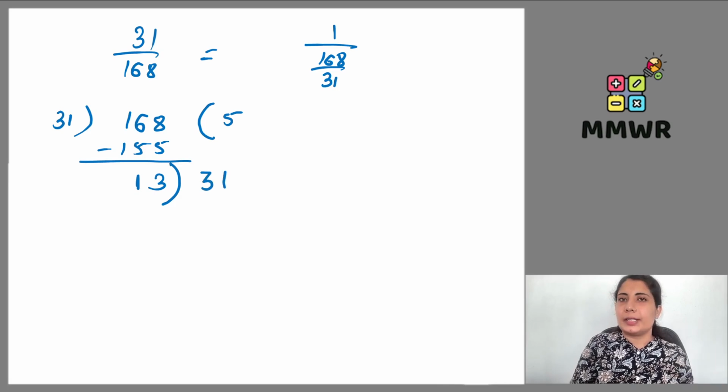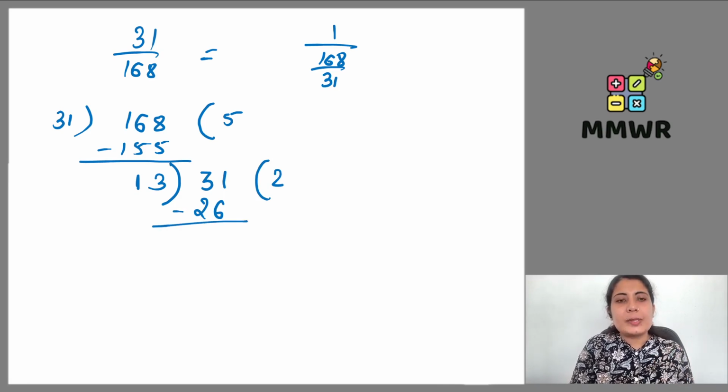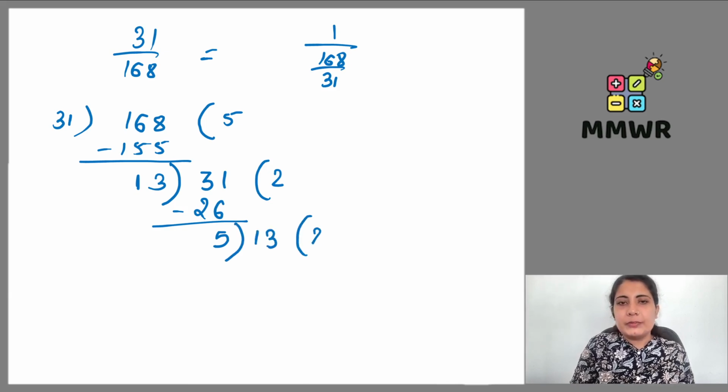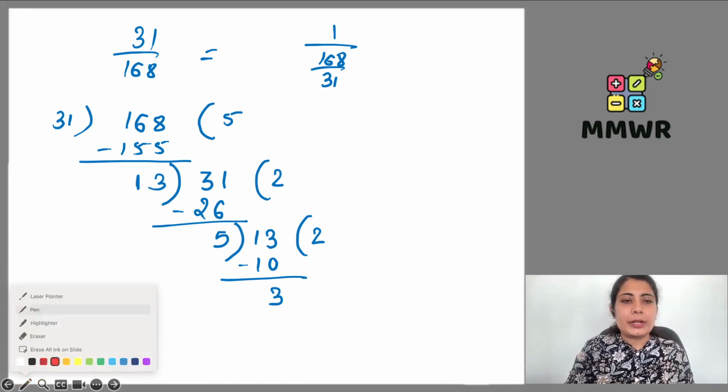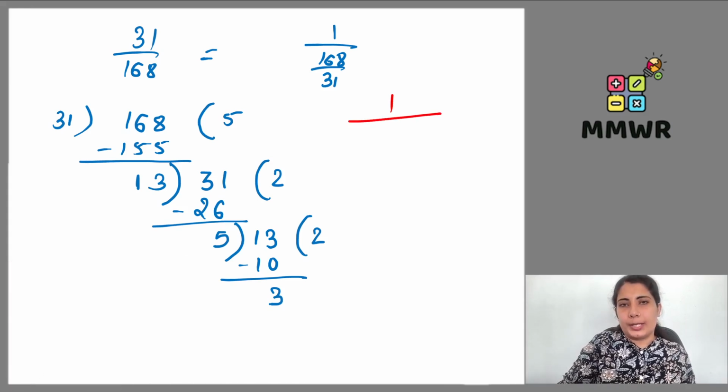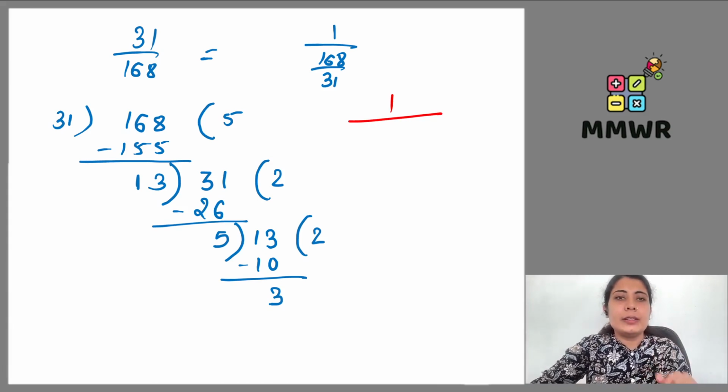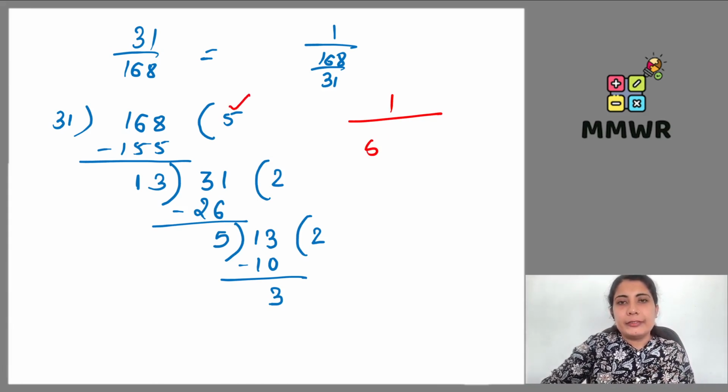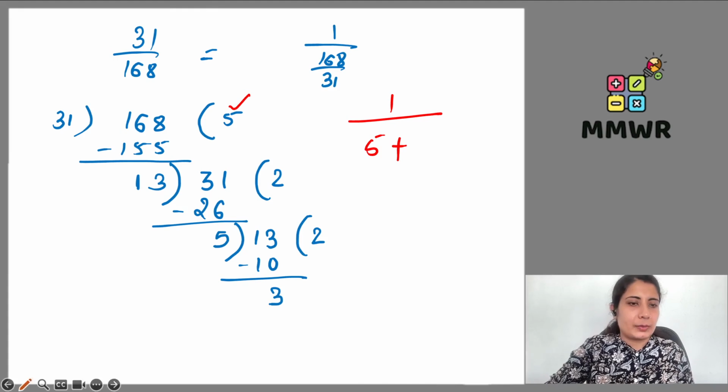31 by 13. So 13 twos are 26. 26 you will be subtracting, which gives you 5. Then again, it is possible to divide it further. So 5 twos are 10. 13 minus 10 gives you 3 remainder. So how can you write it? You can write 168 upon 31 as 5 plus, just a minute.